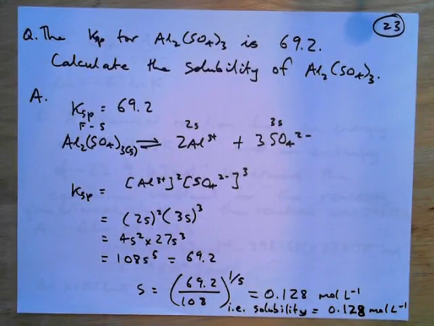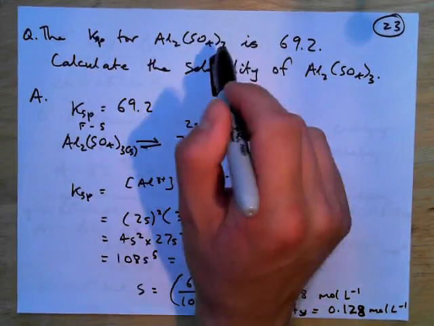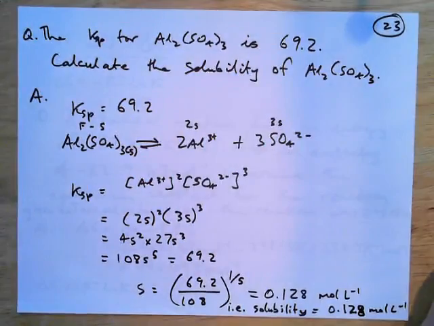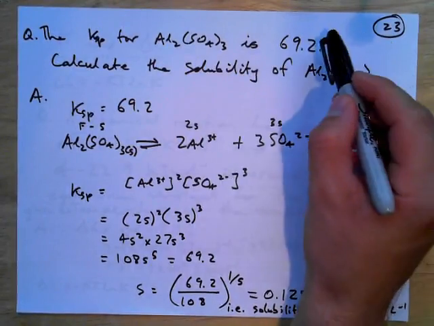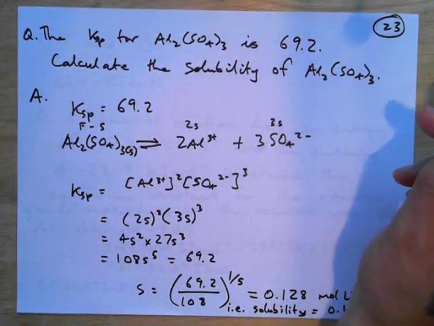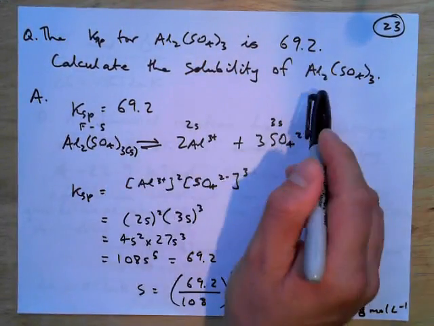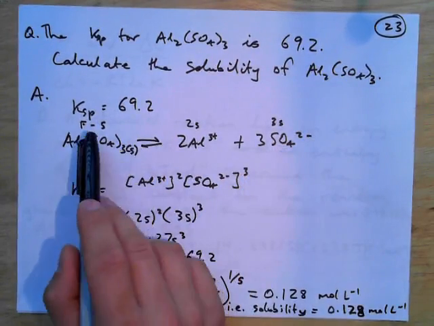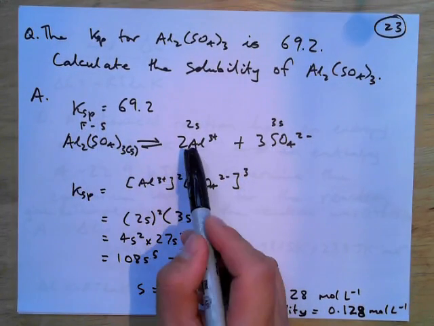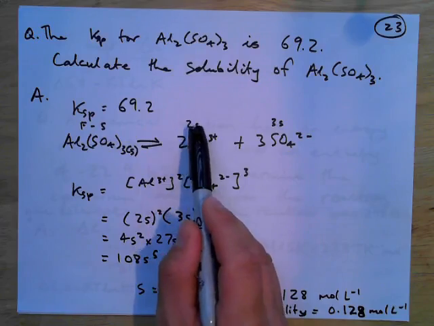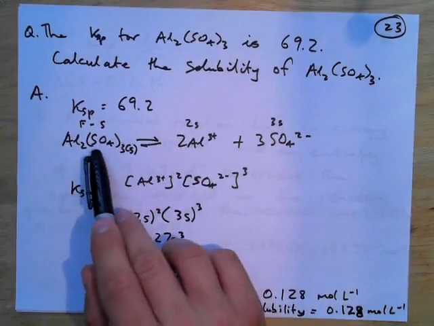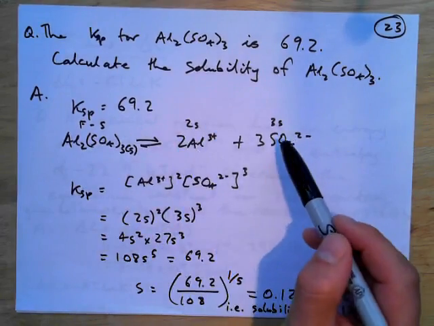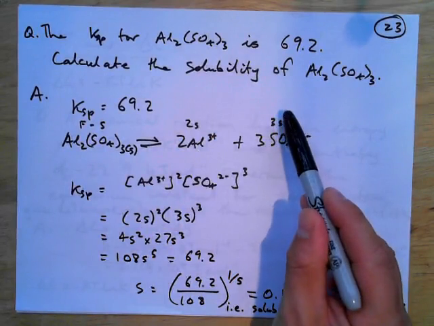Okay, so let's have a look at another example. With Ksp for aluminium sulfate, it's 69.2, which is a reasonably large value. And so we calculate the solubility of that. Again, we have a Ksp and S. Now here, there's 2 aluminiums coming off, so we have 2S for that. For every one of these, we have 2 lots of these. We also have 3 sulfate, so it will be a 3S.